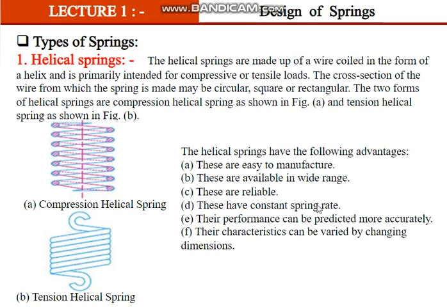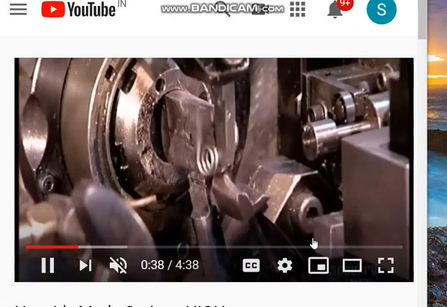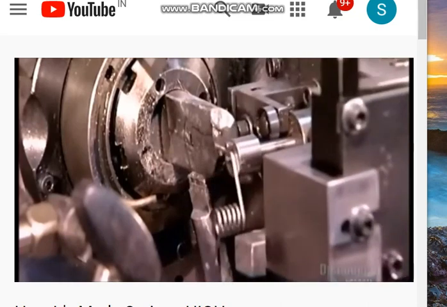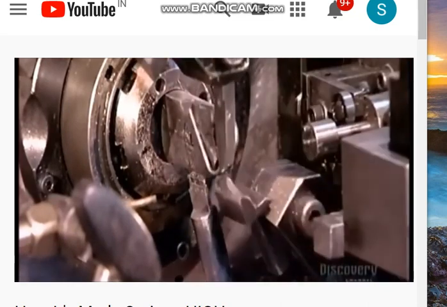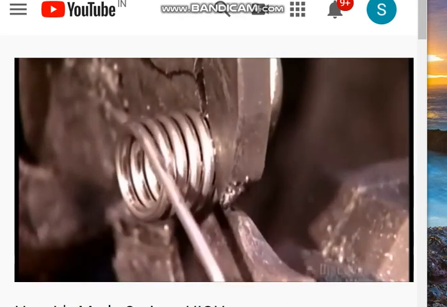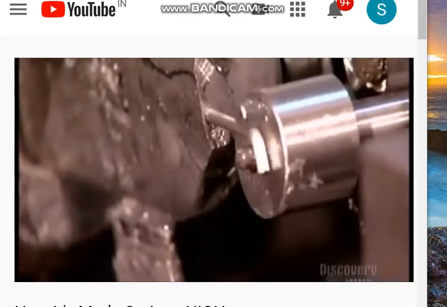These have constant spring rate. We will see what spring rate is after some time when we see the terminology, the different terms that are used regarding springs. Their performance can be predicted more accurately. Their characteristics can be varied by changing the dimensions. Here you can see one spring. This is called a torsion spring. We'll see how a torsion spring looks and what it can do. But first, to see how it is being manufactured.